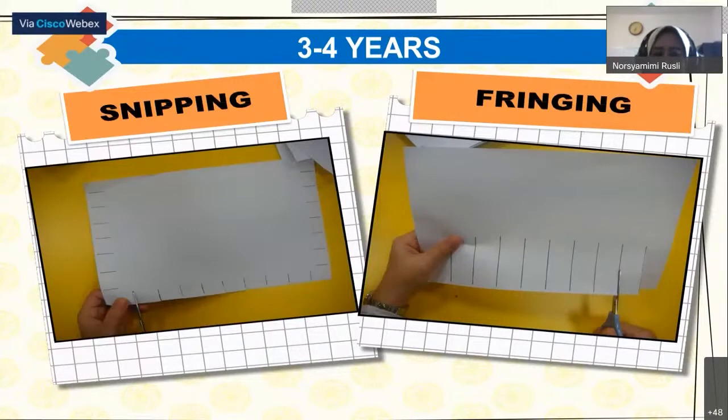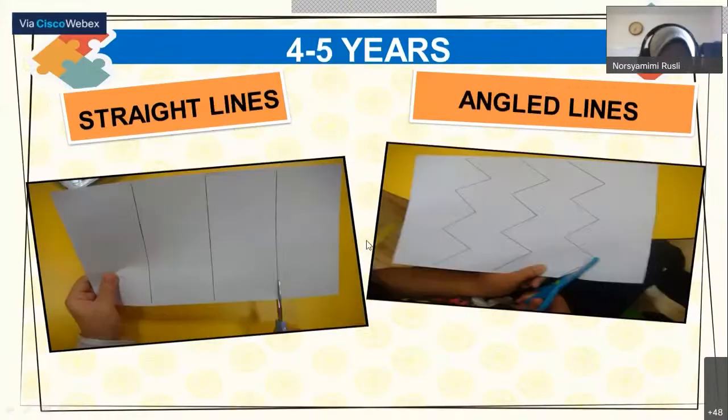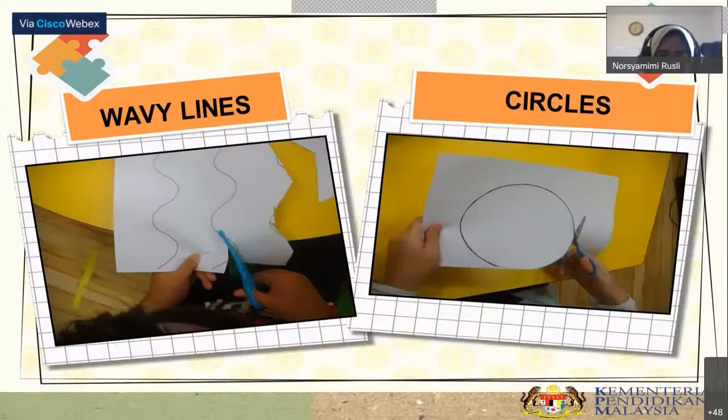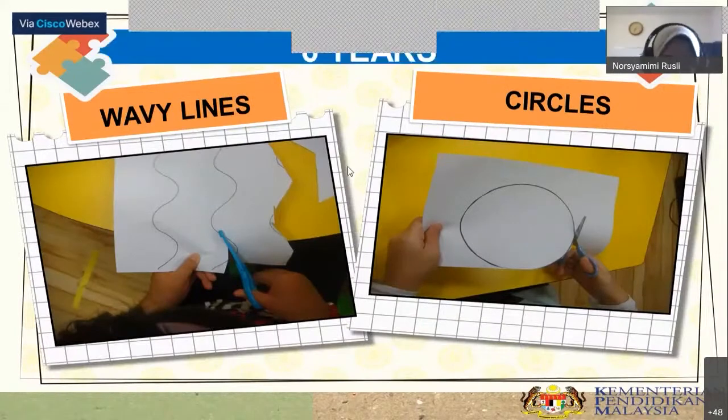Okay, and then after that, the child is expected at the age of 4 years until 5 years to be able to cut straight lines, angle lines. Angle line is much more difficult for the child because the child has to learn to manipulate the paper while cutting the lines. Next is at the age of 6 years, sorry, 6 years. Wavy lines and then circles.